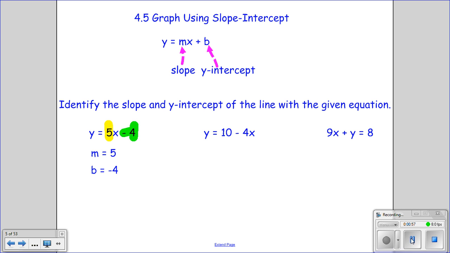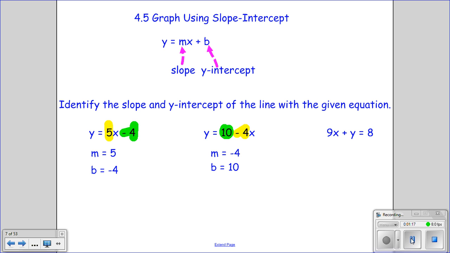On the second equation, you have y equals 10 minus 4x. Don't let it fool you that the x term and the constant term are flipped around. The slope is still the coefficient of the x term, and so we have m equals negative 4, and the y-intercept will have b equals positive 10.